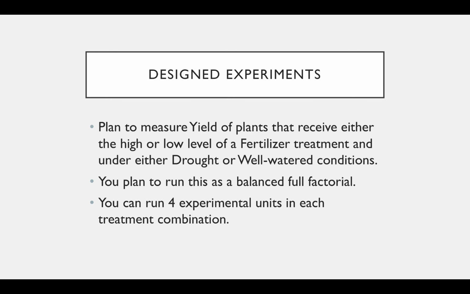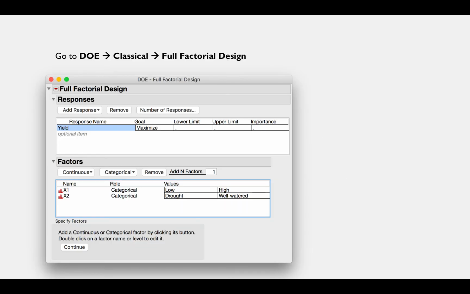So if we had the plan to measure the yield of plants, we're going to give them either a high or low level of a fertilizer treatment, and we're going to either put them under drought conditions or they'll be well watered. I want to run this as a balanced full factorial design, and I'm going to put 4 experimental units in each of those treatment combinations. So I want 16 plants total. I would go to the DOE platform. I would choose the classical option to get a full factorial design.